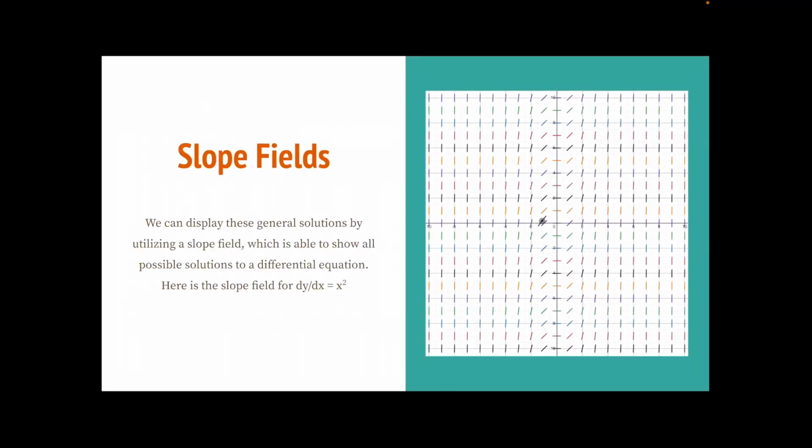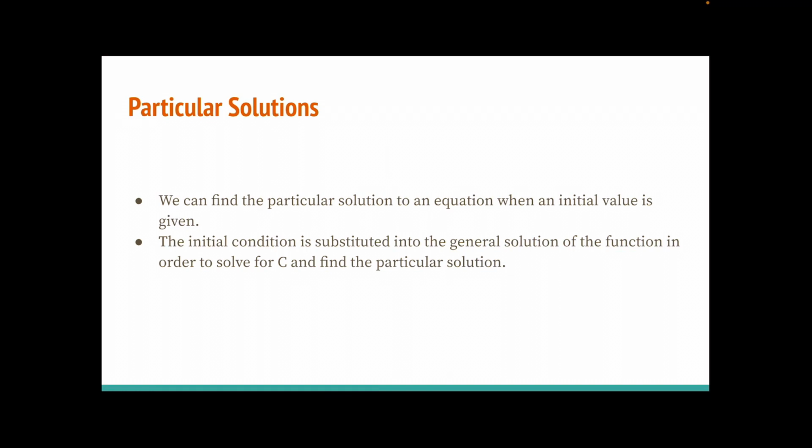Slope fields: we can display these general solutions by utilizing a slope field, which is able to show all possible solutions to a differential equation. Here is a slope field for dy/dx equaling x squared. Particular solutions: we can find the particular solution to an equation when an initial value is given. The initial condition is substituted into the general solution of the function in order to solve for c and find the particular solution.